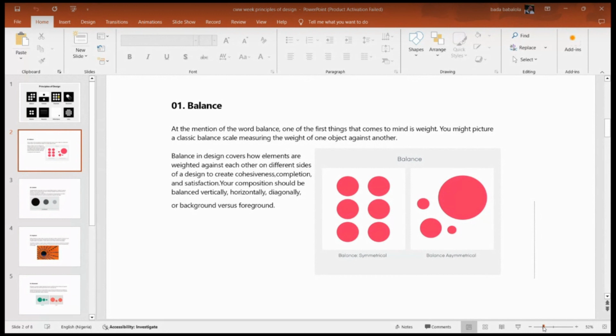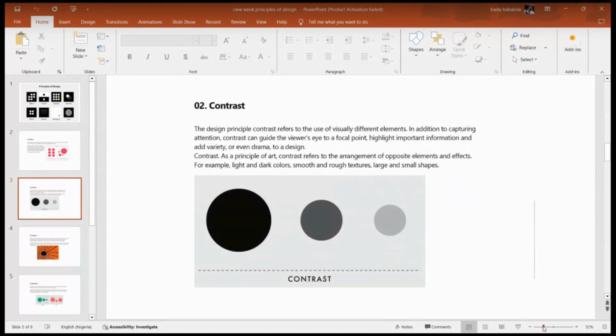Sorry, let me take this. Hello? Okay. The second one, we have contrast. Now I can see.